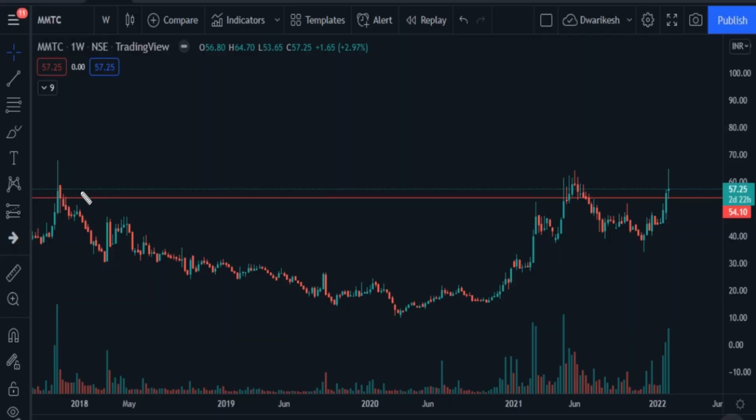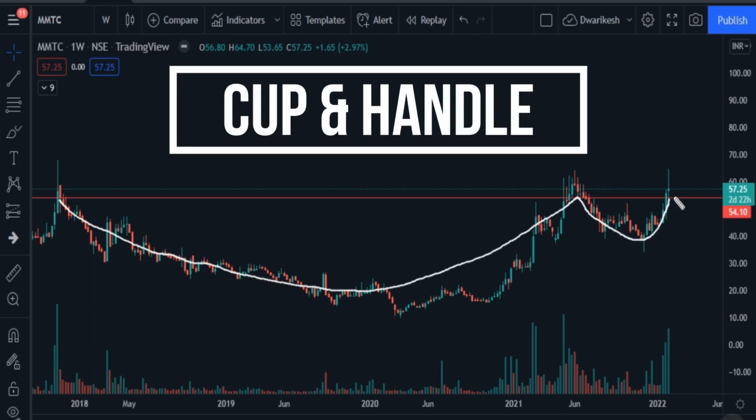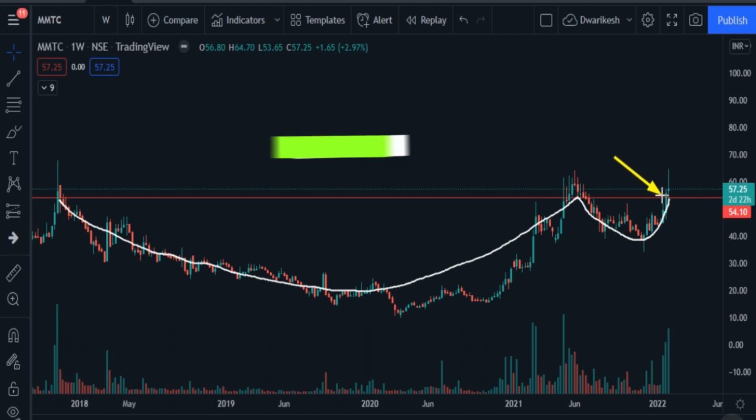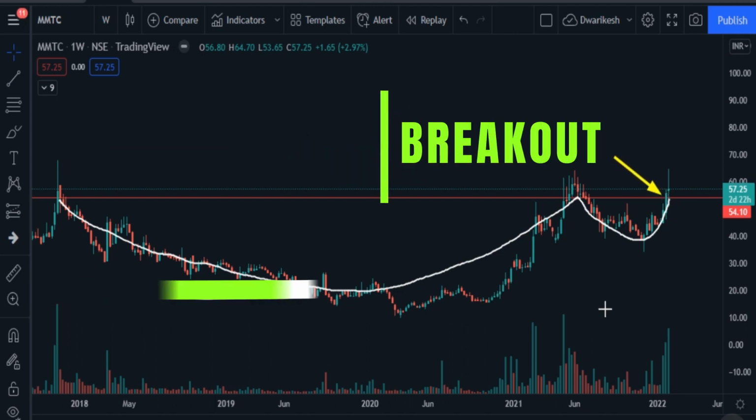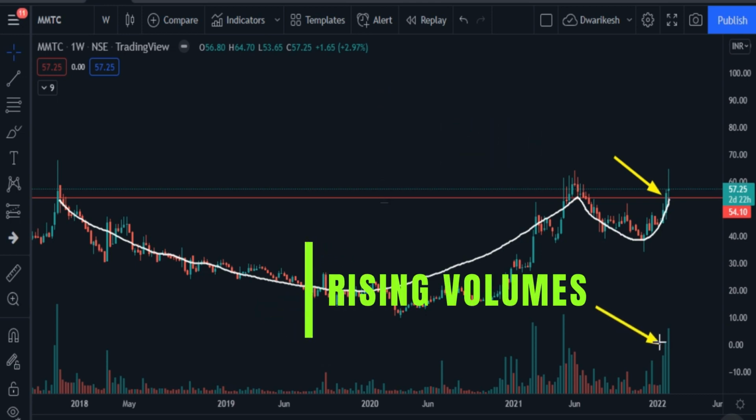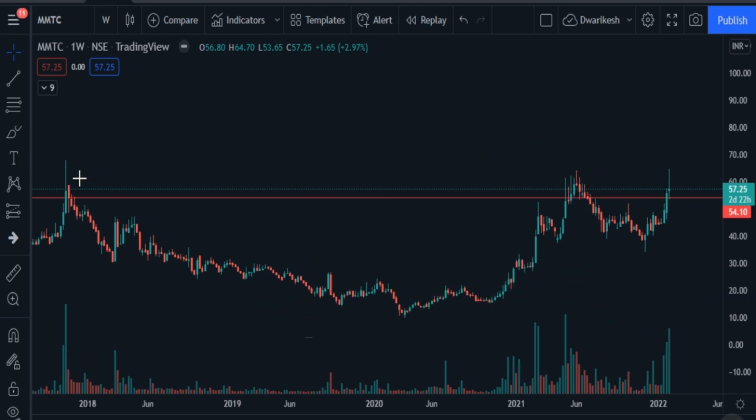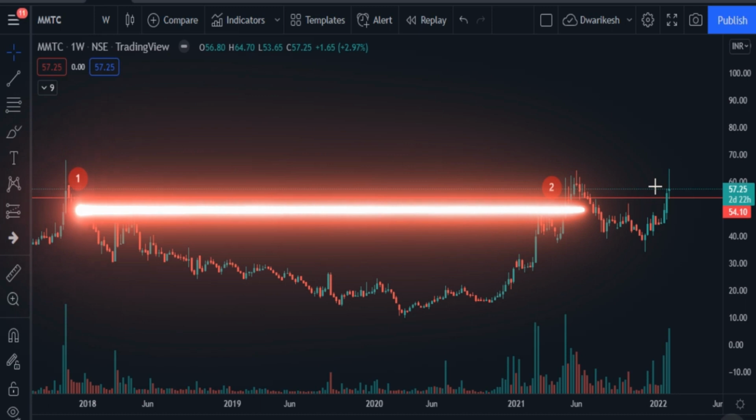Let us now go to the TradingView platform and have a look at the charts. Here you can clearly see a cup and handle pattern has formed since 2018. Also, recently it had given a breakout with good volumes. It can also be seen that the price level of 60 had previously acted as a good resistance almost 2 times, and currently the stock is trading at the same level again.